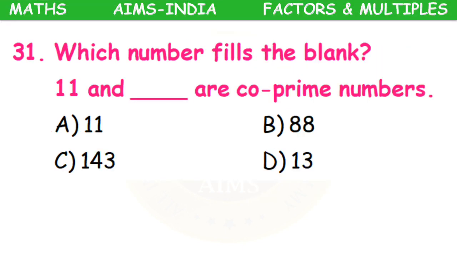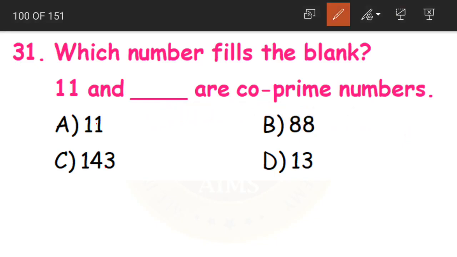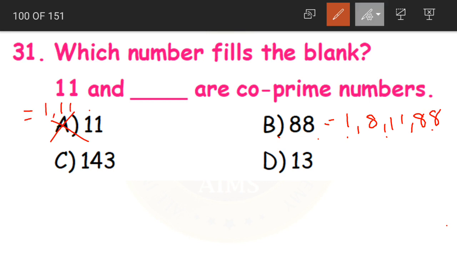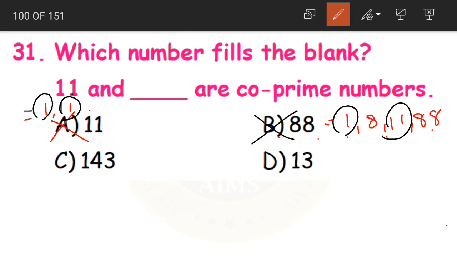Next question. Which number fills the blank? 11 and dash are co-prime numbers. From the given options, we cannot say 11 and 11 are co-prime numbers, right? So option A will be the wrong answer. Next, 88 has 4 factors, namely 1, 8, 11 and 88. The factors of 11 are 1 and 11. Again, 11 and 88 share two common factors, that is 1 and 11. So 88 cannot be the answer.